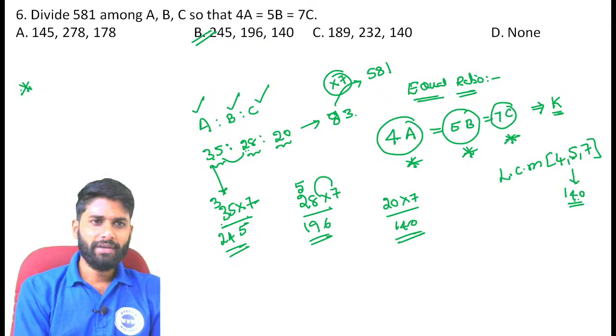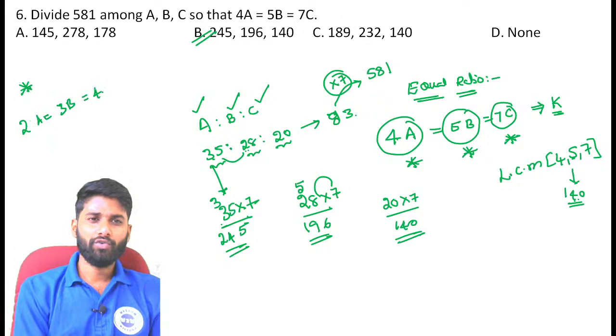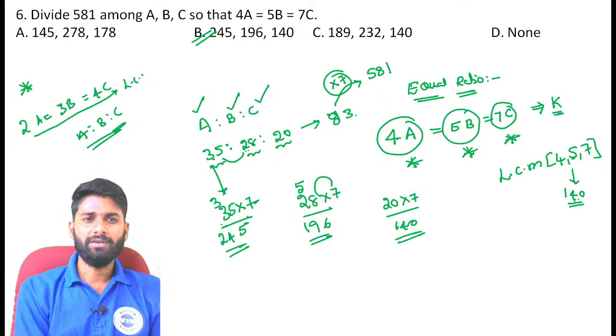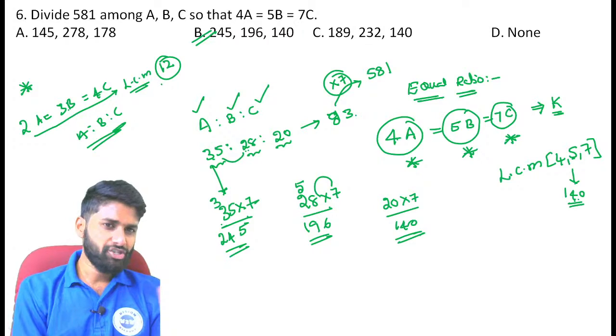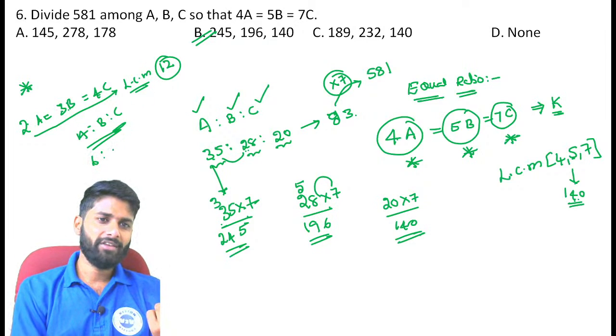Remember guys, I'm telling you again, for example, 2a is equal to 3b is equal to 4c. If you want the ratio a is to b is to c, just find the LCM of the given numbers. For example, for 4, 3, 2 the LCM is equal to 12. For the ratio of a, b, c: 2 becomes 12 six times, 3 becomes 12 four times, and 4 becomes 12 three times.